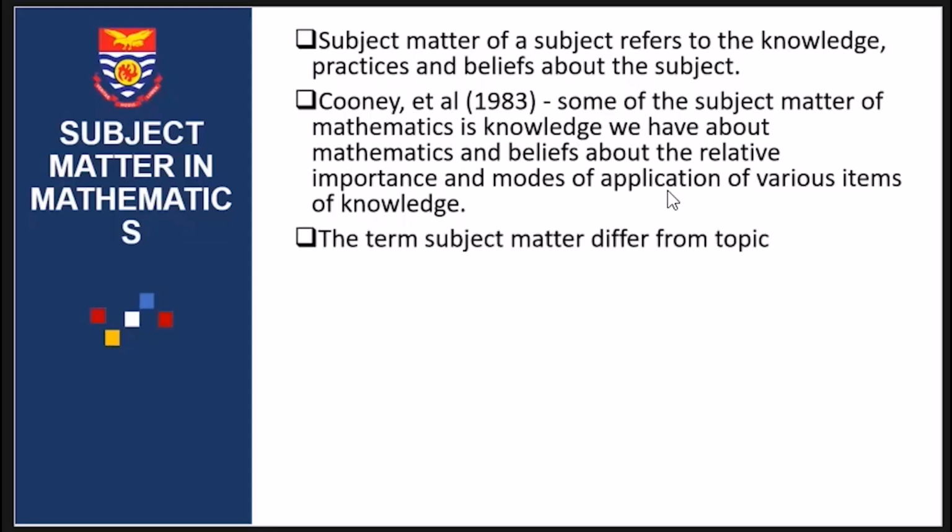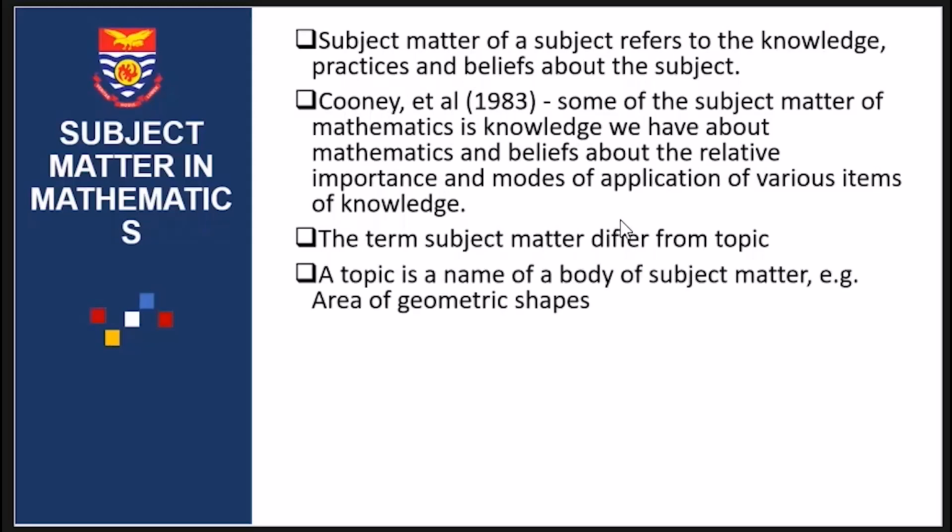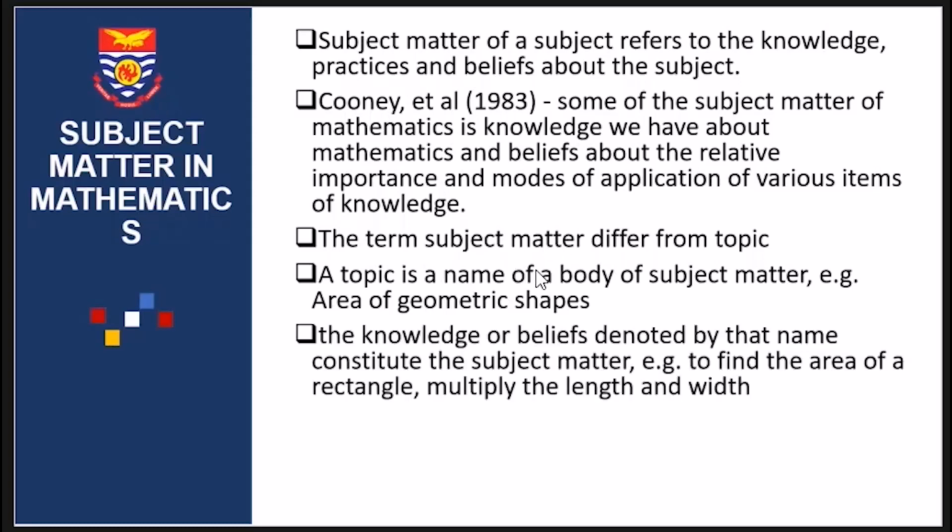So we must take note that the term subject matter is different from what we call topic, and I shall give you some explanation to that. When we say topic, it is the name of a body of subject matter. For example, we can say area of geometric shapes. Area of geometric shapes is a topic. The knowledge or belief denoted by the name constitutes what we call subject matter. Example, to find the area of a rectangle, multiply the length and width. This is the subject matter of area of geometric shapes, which is the topic.